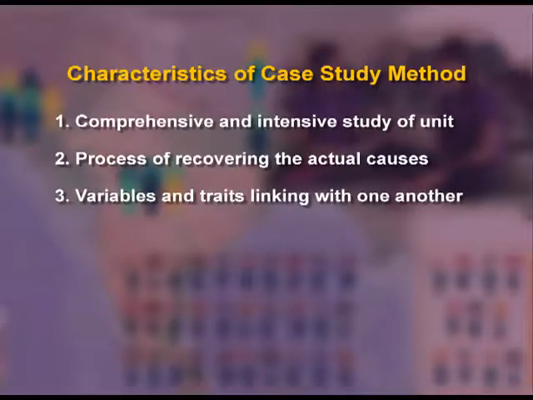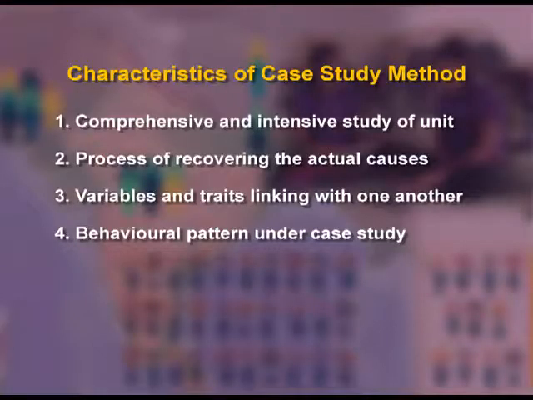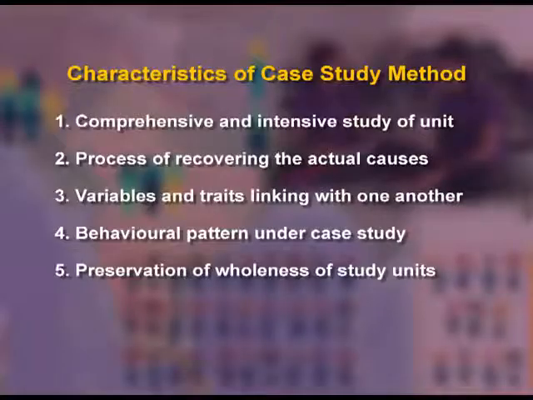Third, variables and traits linking with one another. Under this method, the investigator can endeavor to know the variables and traits which are linked with one another. Fourth, behavioral pattern under case study. Behavioral pattern of the concerned unit is directly studied under case study. Fifth, preservation of wholeness of study units. A social unit is considered as a whole, and case study method can preserve the wholeness of the said units.